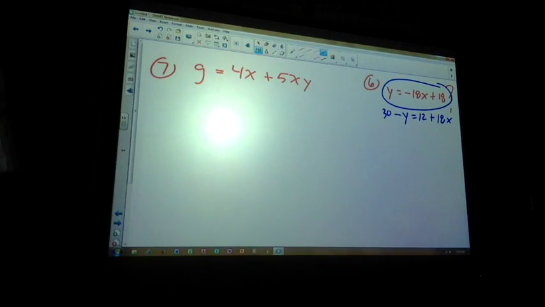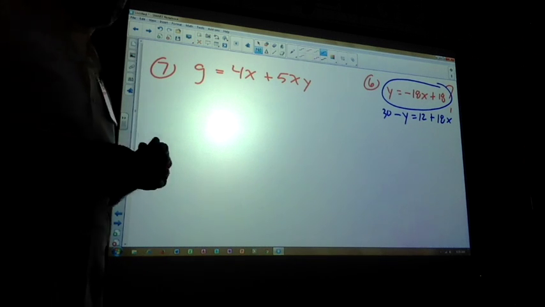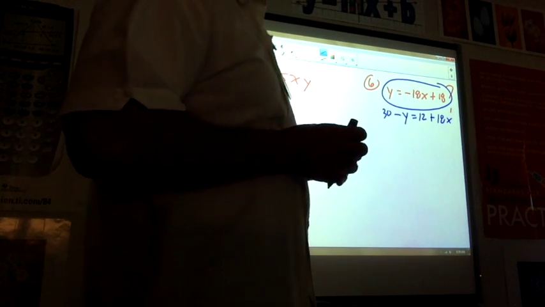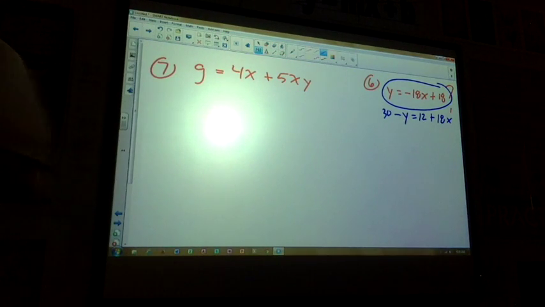How did you get negative 18? Because if you multiply a positive 6x by 3. Because you have to divide it by negative 1, which is negative 1. Right. We had the negative y. All right.